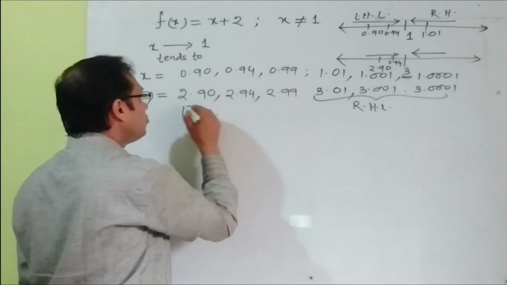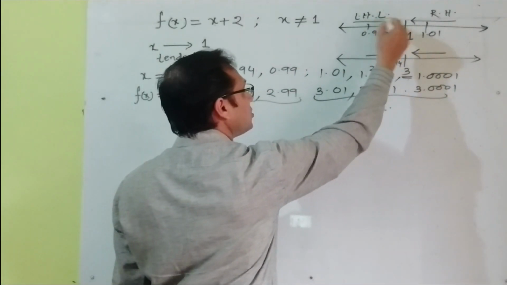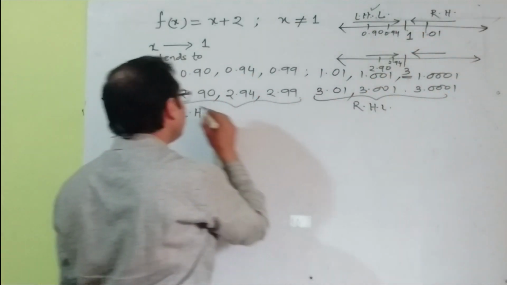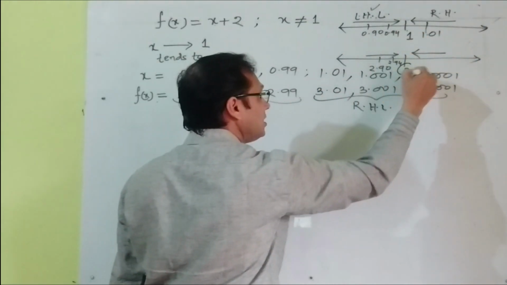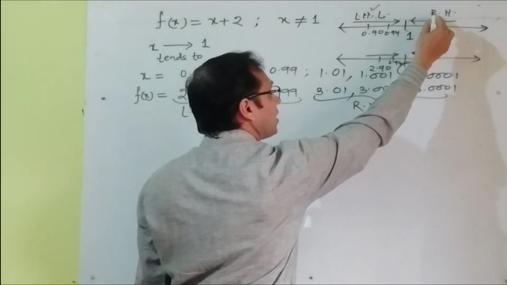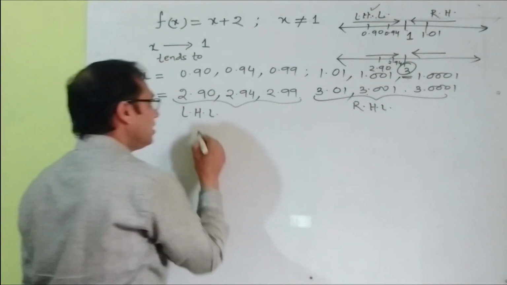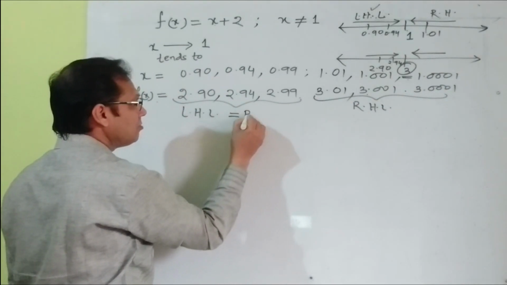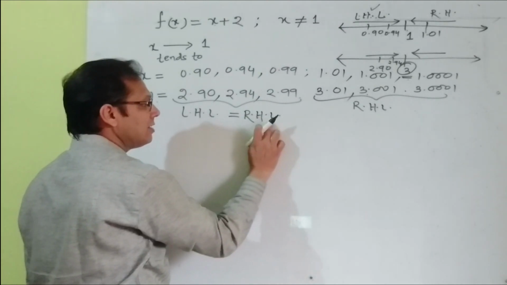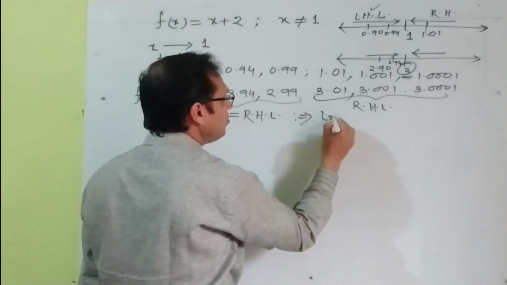From these two cases, we conclude that if the value of x approaches 1 from the left hand side of 1, then the value of f(x) approaches 3, and if the value of x approaches 1 from the right hand side of 1, the value of f(x) also approaches 3. That means LHL is equal to RHL. So the left hand limit is equal to the right hand limit. In this case, you can say that the limit of the function f(x) exists.